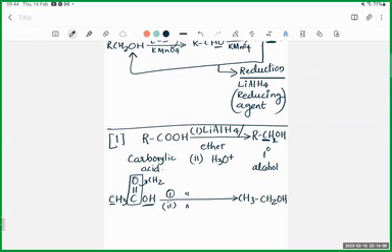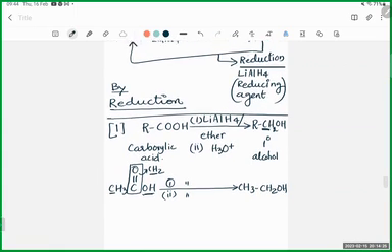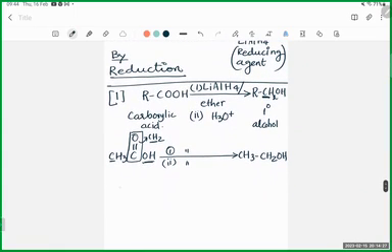Yes, ma'am. What is reduction? Removal of oxygen, addition of hydrogen. So that is happening over here. Which process are we doing over here? Reduction. Are you clear, Hridaya? Yes, ma'am. Okay, can you do the next question by yourself? Yes, ma'am. Do this one.